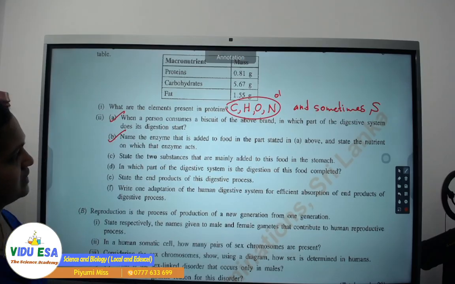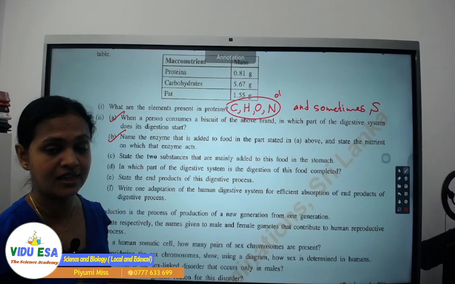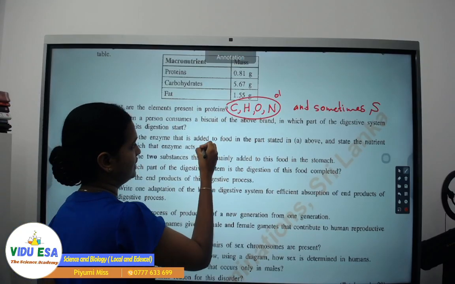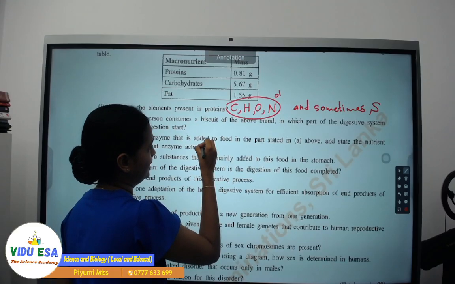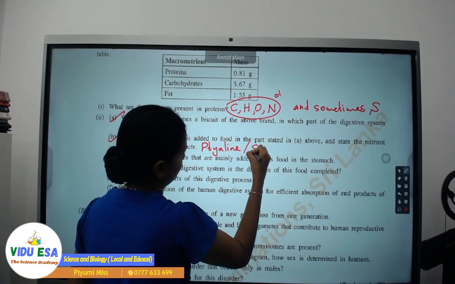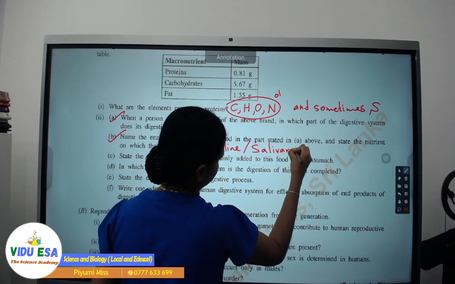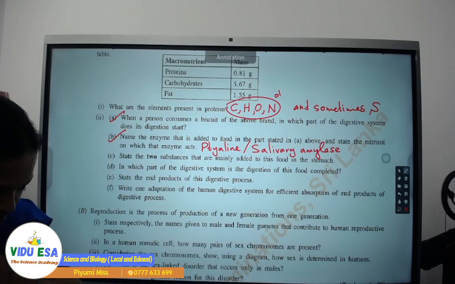Then name the enzyme that is added to food in the part stated in A above, and state the nutrient on which that enzyme acts. What is the enzyme? Salivary amylase or ptyalin. For the enzyme, you get how many marks? 1 mark.